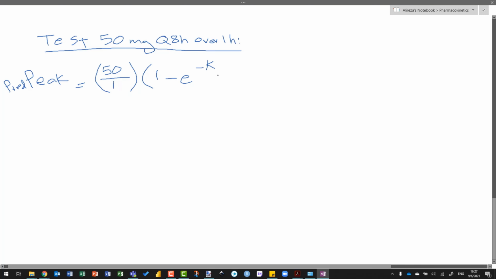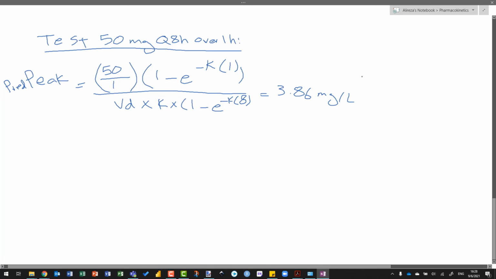I'm just going to put k. We already know k is 0.181, times time of infusion, and then we divide this whole thing by volume of distribution times k times 1 minus e to the negative k times tau. Tau is 8 in this case. And what we would get is 3.86 milligram per liter. Now our goal was 3 to 5, so this is within goal. This is something we like, as long as it's greater than or equal to 3 and less than or equal to 5. So this is a good peak.